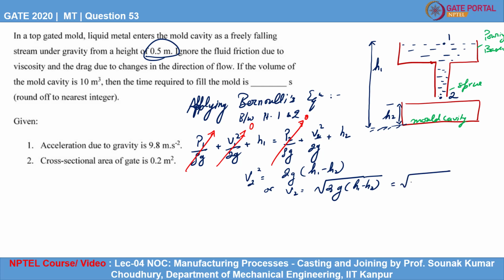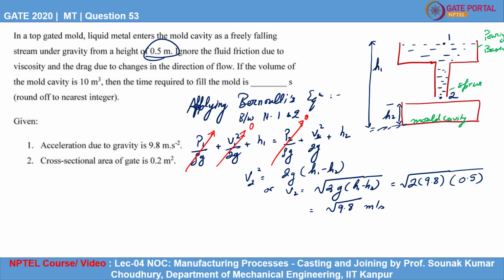So it will be under root 2, acceleration due to gravity is given to be 9.8 meter per second square, h1 minus h2 is 0.5 meter. So that will give us under root 9.8 meter per second.